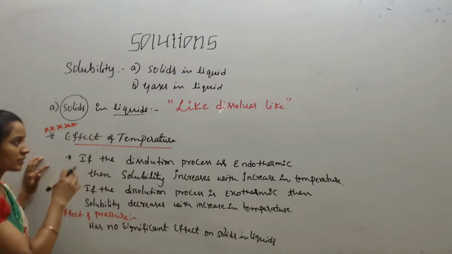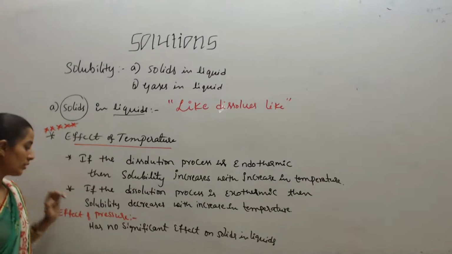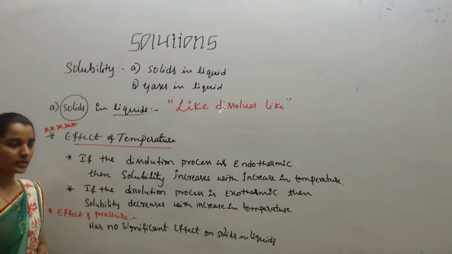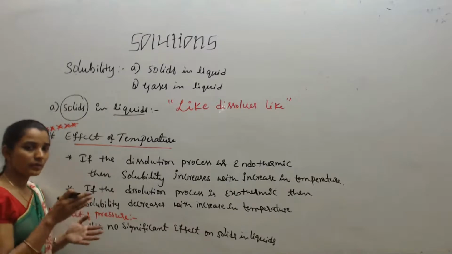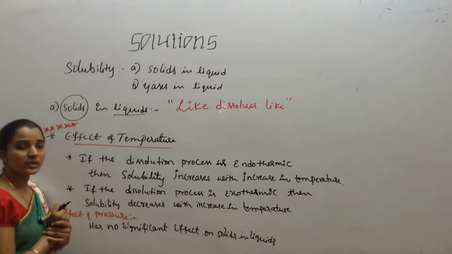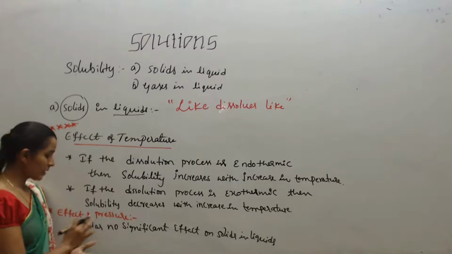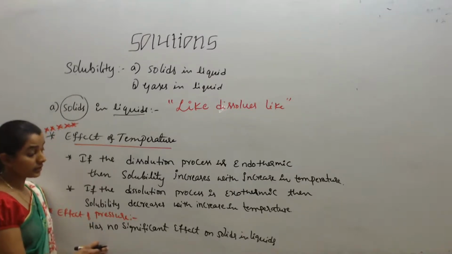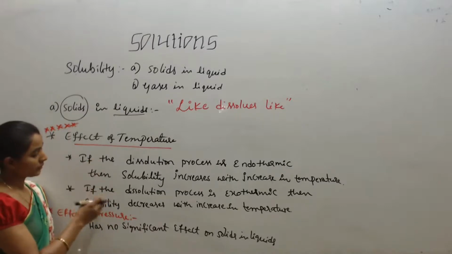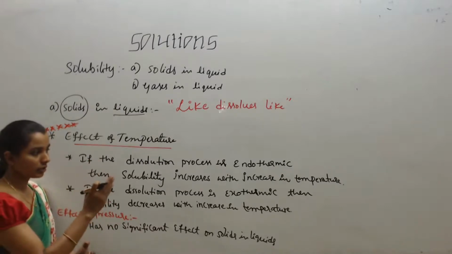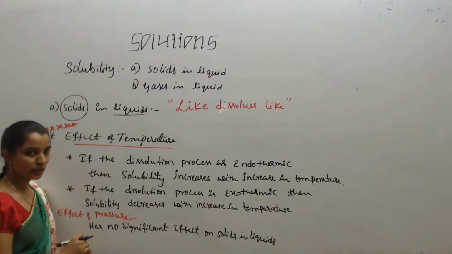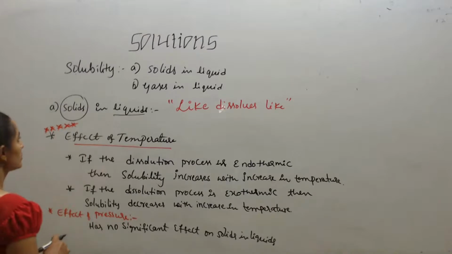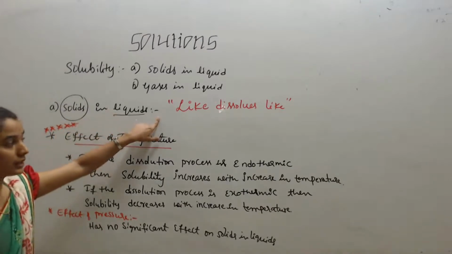So in solids and liquids, the effect of temperature varies, but the effect of pressure is nil. Pressure cannot change the solubility of solids in liquids. They are already tightly arranged, so even if we apply some pressure, it won't change much. For endothermic, solubility increases; for exothermic, solubility decreases. So this is for solids in liquids.